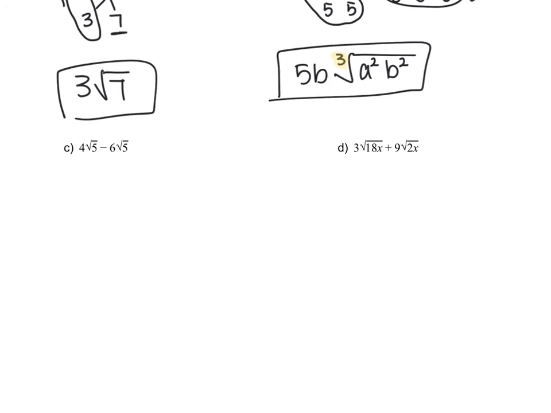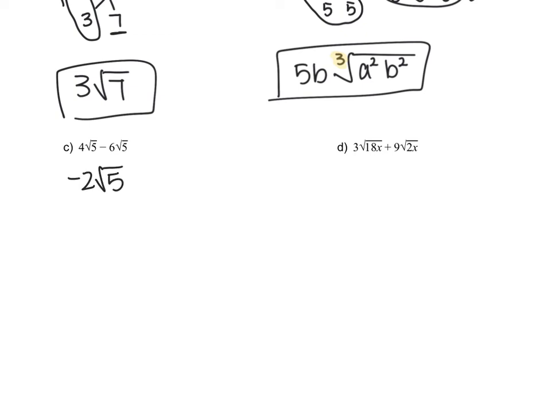So next we're going to look at adding and subtracting radicals. In order to add or subtract radicals, they have to be like radicals, which means they have to be the same root and what's underneath that root has to be the same. So in C, we have 4 square root 5 minus 6 square root 5. So both my radicals are like radicals here because they're both square roots and they both have a 5 underneath. So I just subtract the numbers out in front. So 4 minus 6 is going to give us -2, and then the radical doesn't change, square root 5.